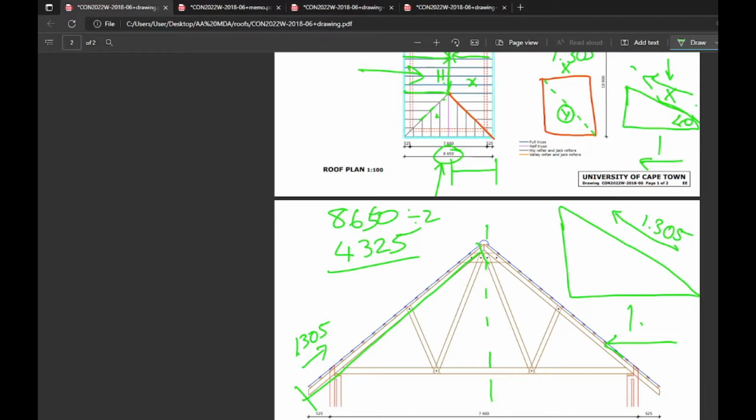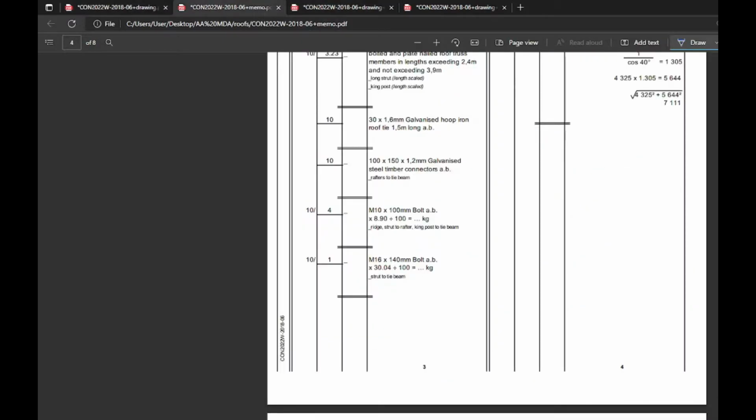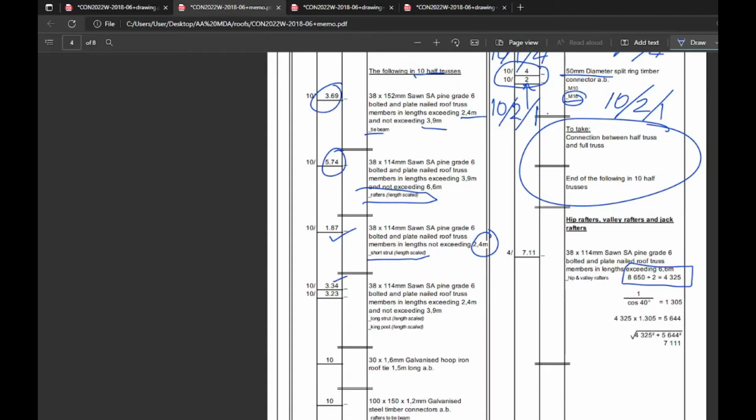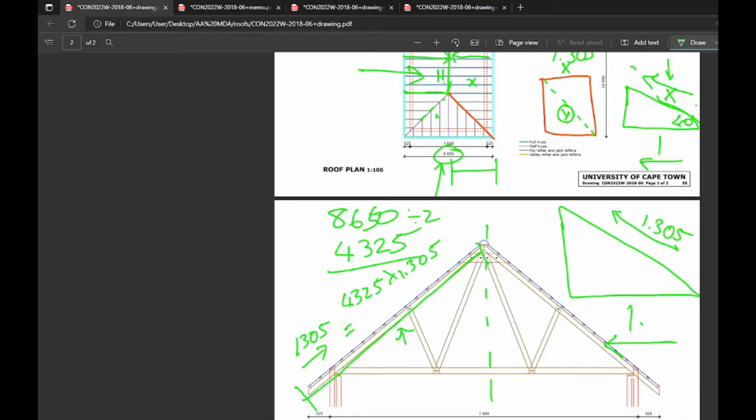4325. Okay. What is this here? Well, it is 4325 times 1.305, which gives us, I'm going to take a shortcut and tell you from here that it will give us this answer here. Okay? 5.644, or 5,644 millimeters on slope. So we've got a 1 unit, our factor, we apply the factor to the span on plan, and then you get your distance of your rafter.